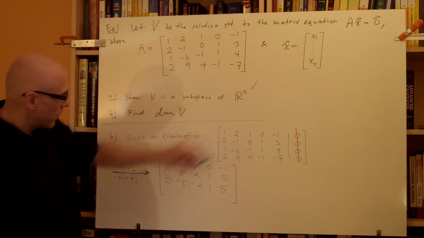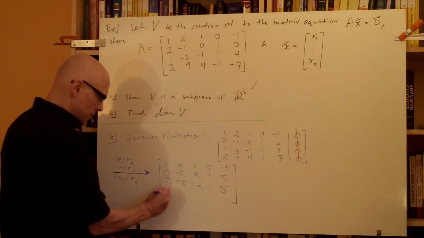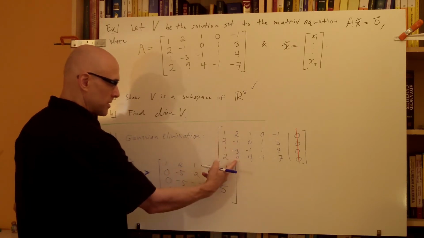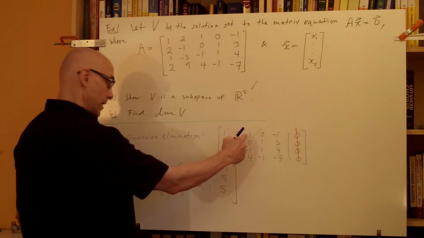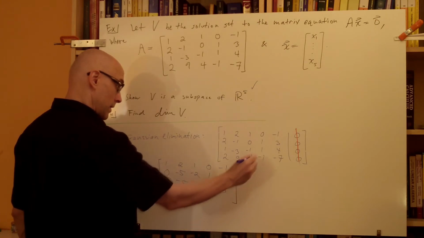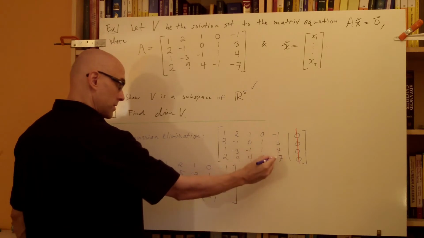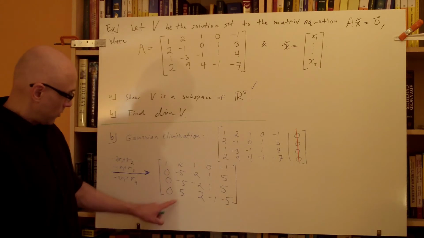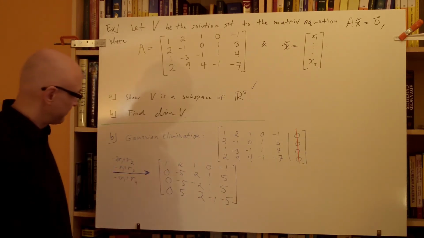-2 times row 1 added to row 4, getting a new row 4. You get your 0 here. Here you get -4 plus 9 is 5. -2 plus 4 is 2. That remains a -1 there. And then here you get 2 plus -7 is -5. Of course, this last row is just the opposite of the second and third rows.